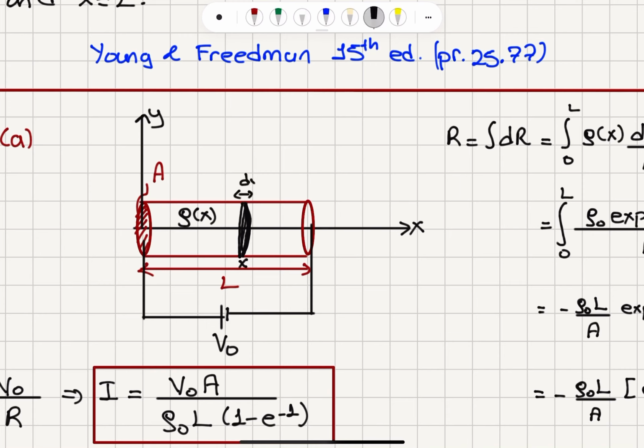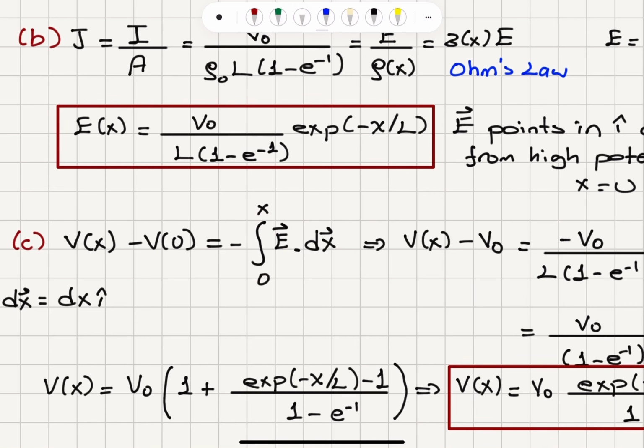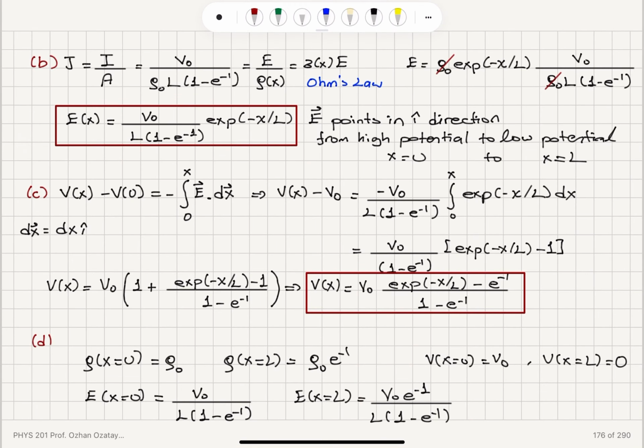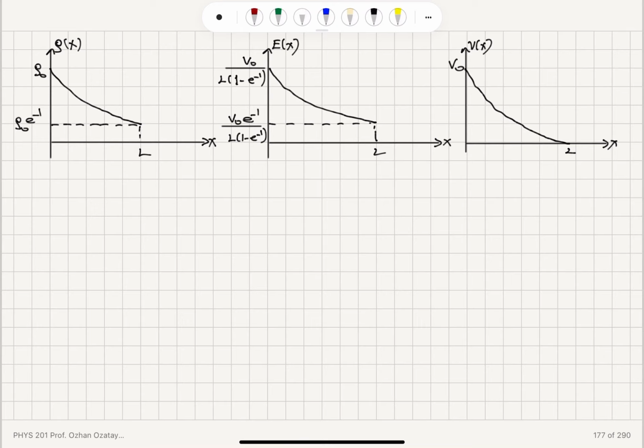The potential as a function of x with respect to the origin, V of x minus V0, is minus the path integral from 0 to x of E dot dx. By performing this integral between 0 and x, I can find the potential as a function of x. And finally, by noting that all of these are exponential decay functions and calculating the initial and final values at the two ends of the semiconductor, I obtain these final plots.